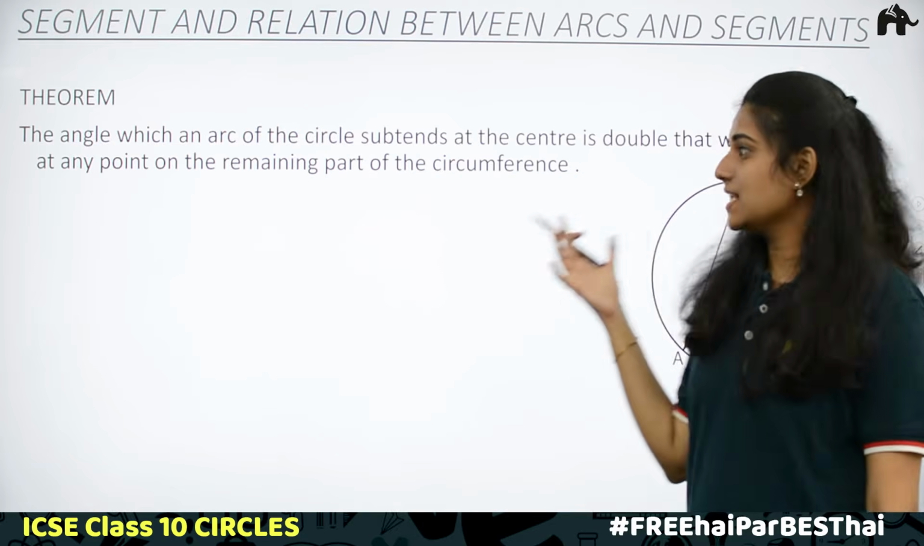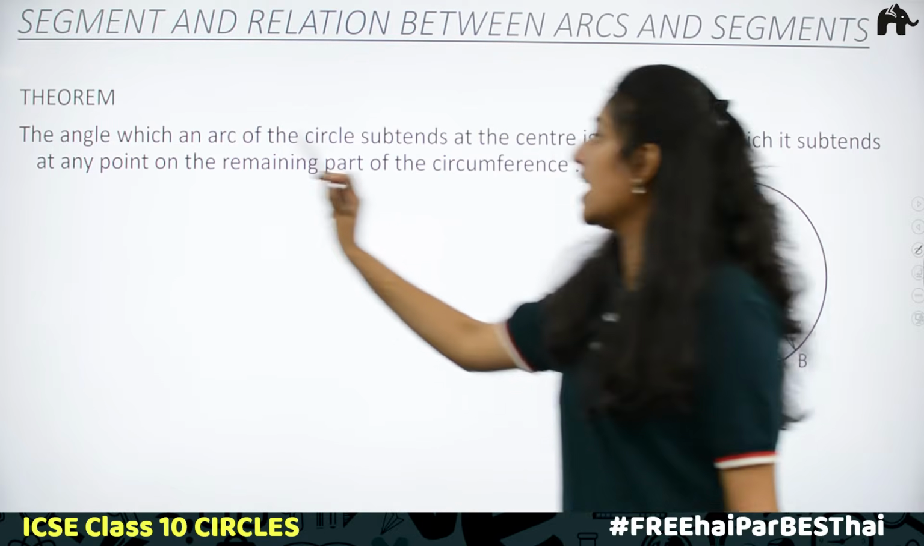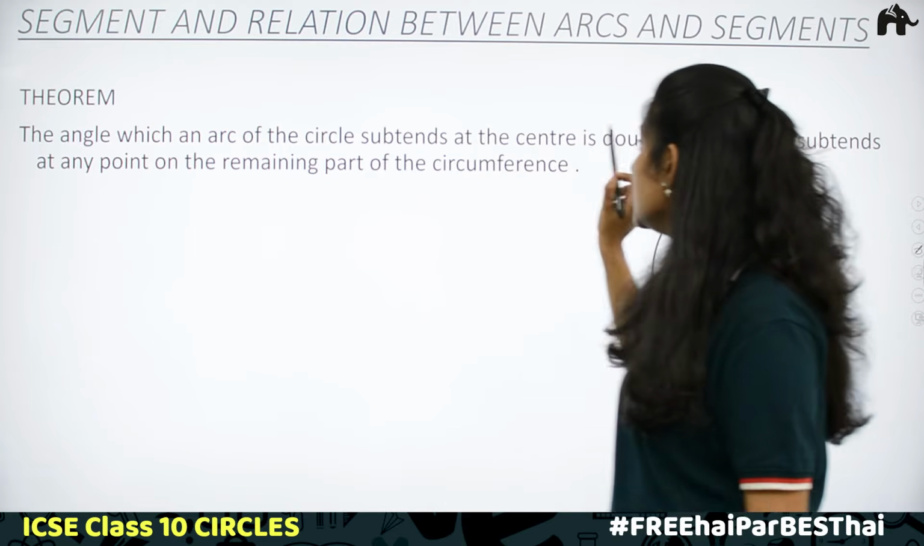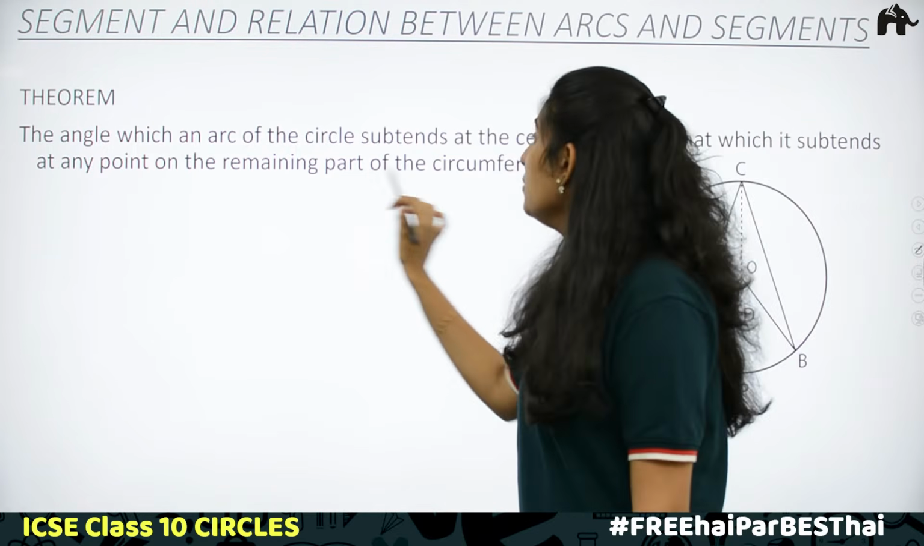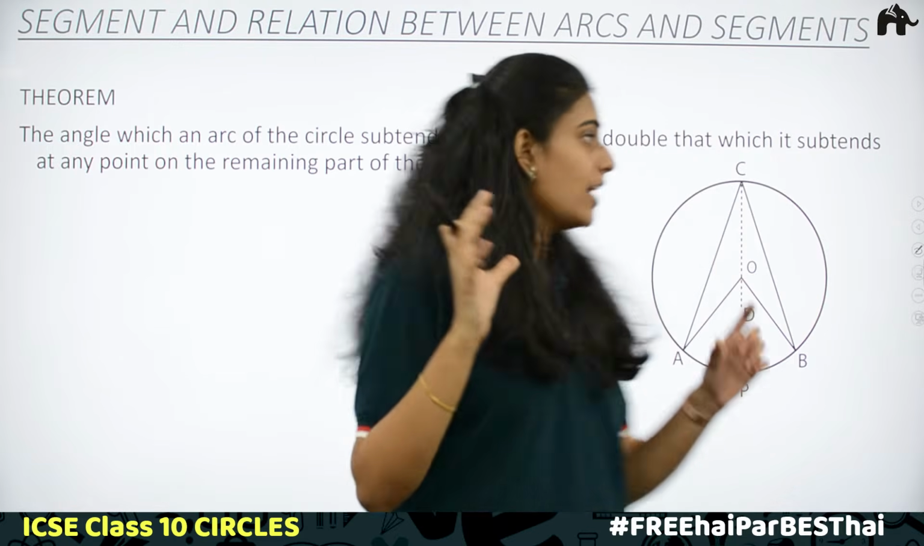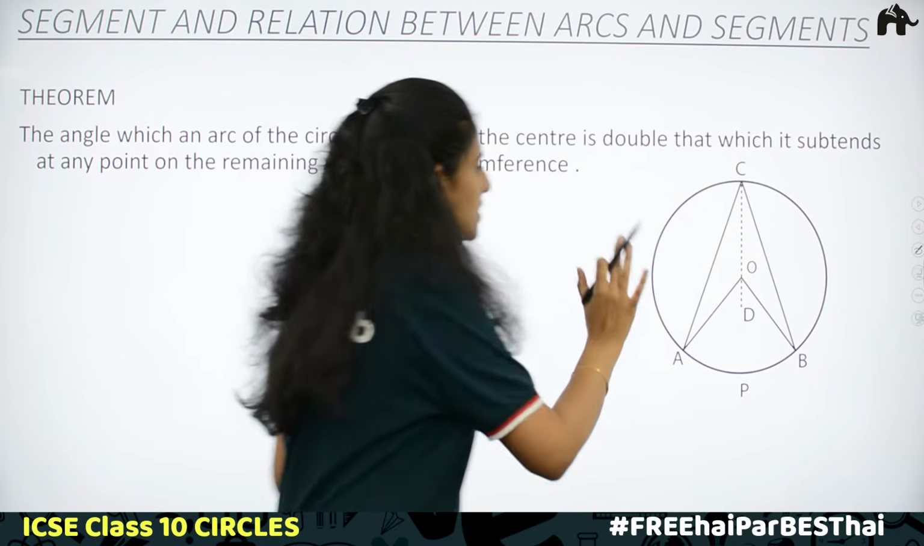Understood this? Next, we will be discussing some theorems. The first theorem: the angle which an arc of the circle subtends at the center is double that which it subtends at any point on the remaining part of the circumference. Here we have a big statement, but the concept is very simple.